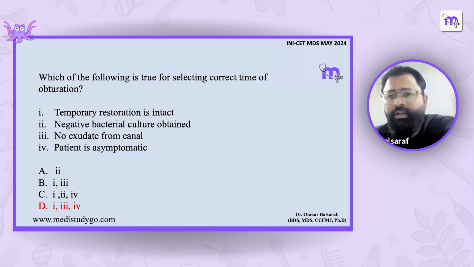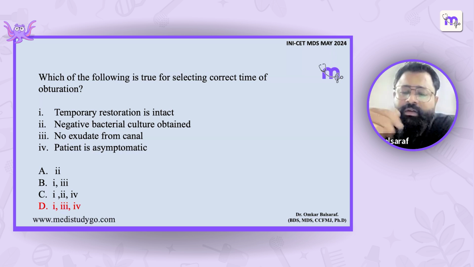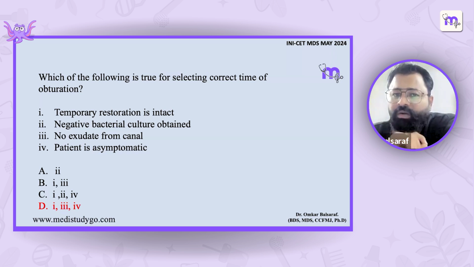So asymptomatic in terms of pain, and secondly in terms of swelling or exudate from the canal. If there are weeping canals, exudate from the canal is basically a weeping canal, pus from the canals. So no exudate from the canal is what you'll be looking for. Temporary restoration is intact is what they're saying, and patient is asymptomatic. Asymptomatic means the patient is having no pain at all.